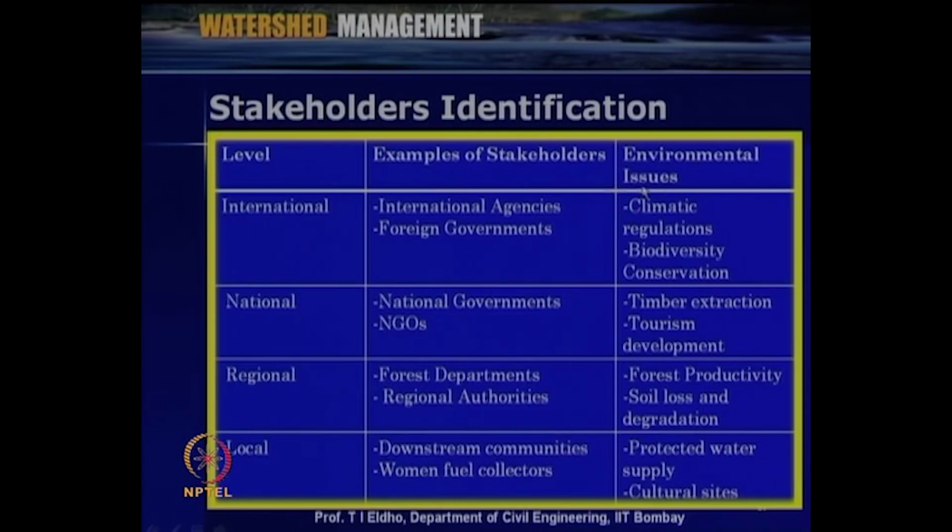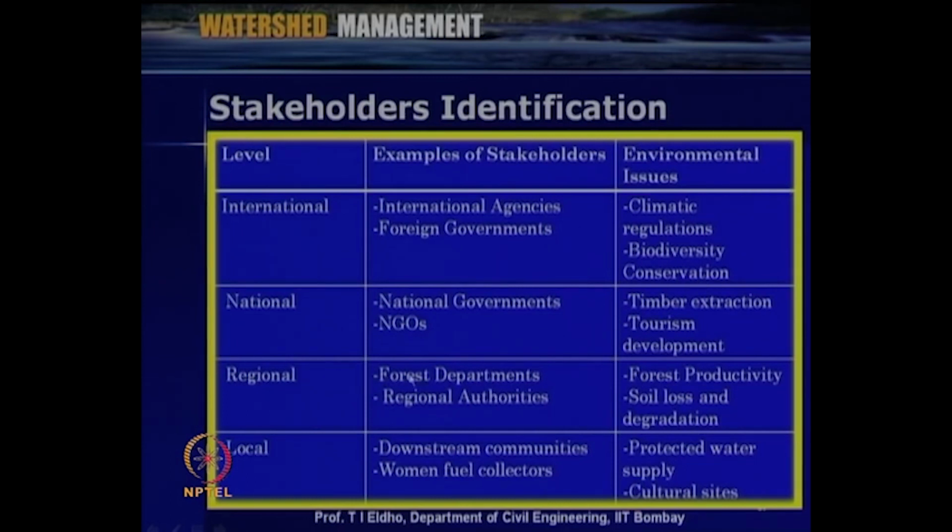Then the issues they will generally look into may be climatic regulations for the particular region, biodiversity conservation, afforestation, etc., depending upon the area and the needs. So, the level can be international, and the stakeholders can be international agencies or foreign governments. At the national level, of course, national governments and state governments, and various NGO groups can be stakeholders. The issues which may come up in watershed management include forest development or timber extraction, tourism development or recreational facilities, hydropower production, or agricultural management. Like that, the national level stakeholder identification and issues can be there.